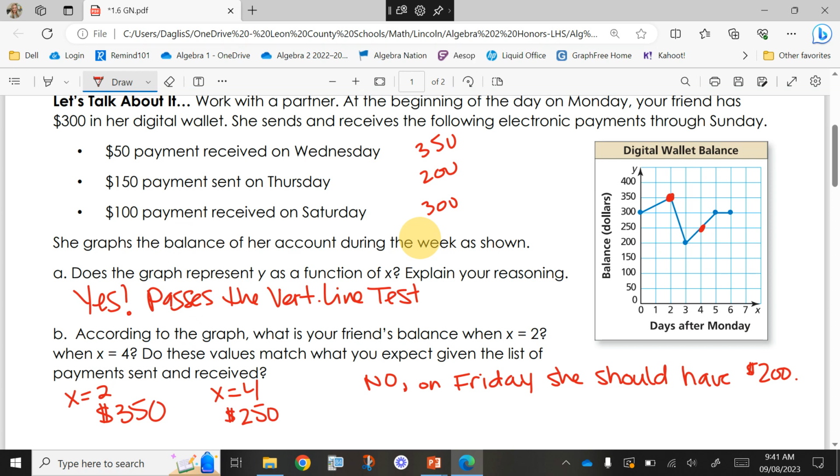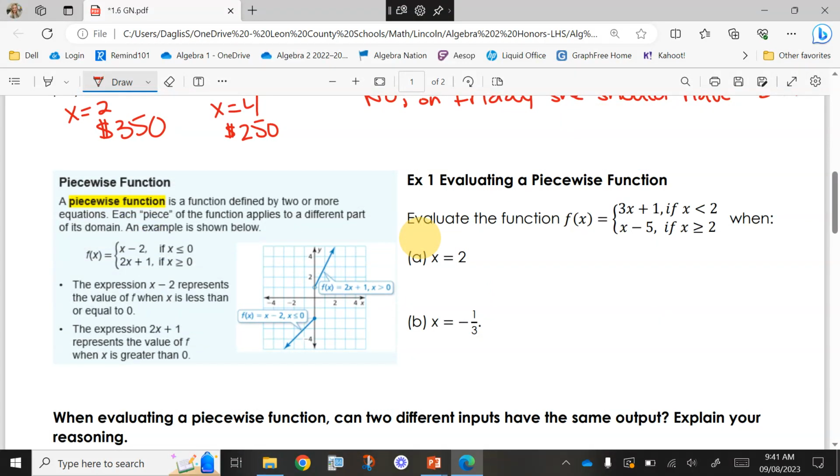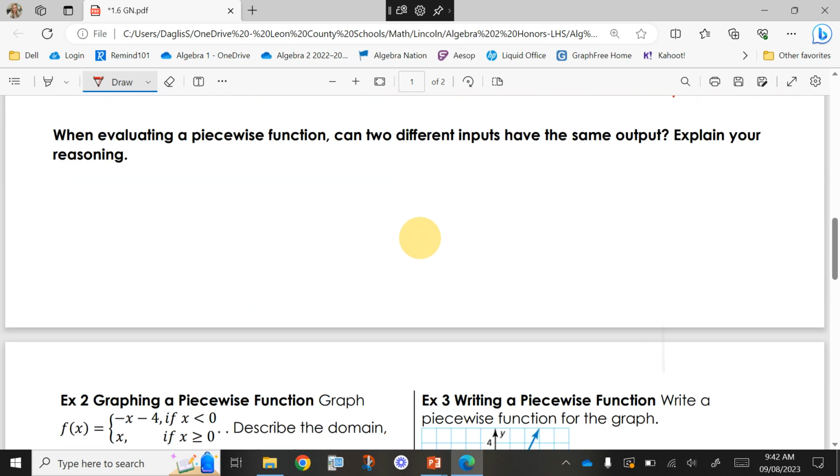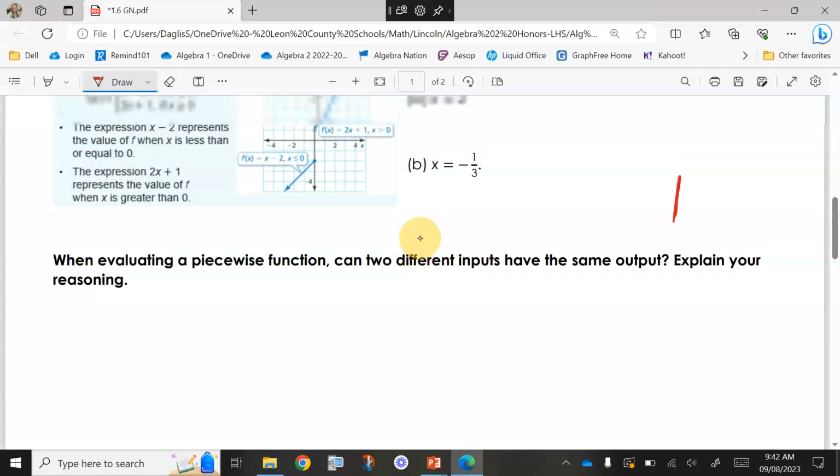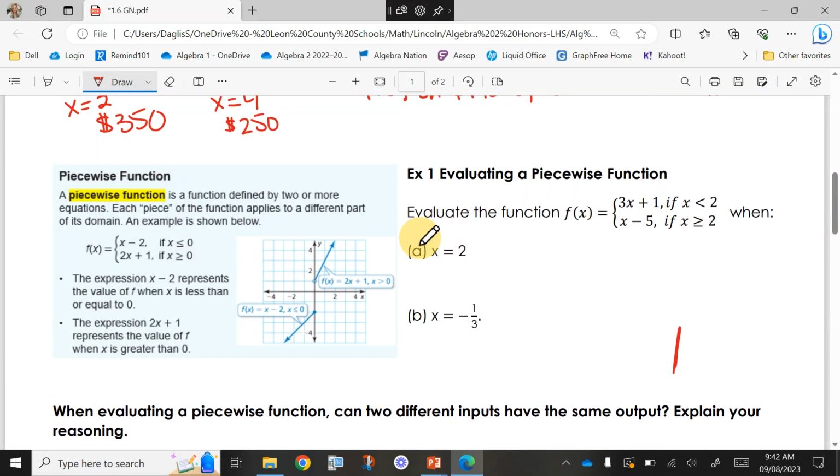Okay, so we keep talking about piecewise functions. What are piecewise functions? Also, what is this yellow dot in the middle of my screen? I don't know, but I guess it's just gonna be a part of this with us. Okay. A piecewise function is a function defined by two or more equations. Each piece of the function applies to a different part of its domain.